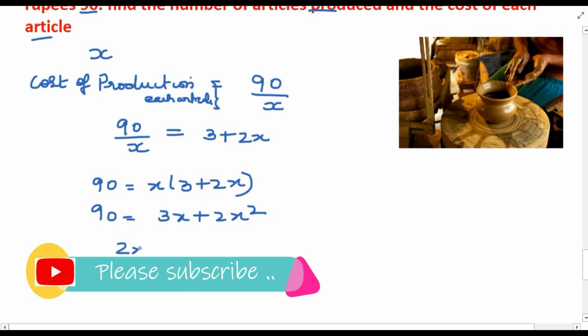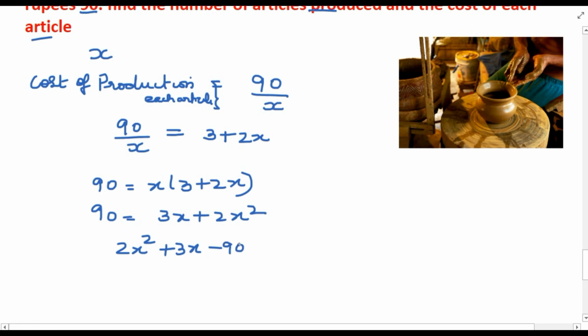We'll write it in the standard form: 2x square plus 3x minus 90 equal to 0. Now we should find two numbers such that the product should be 2 into minus 90, which is equal to minus 180, and the sum should be plus 3. So which is that number? Product should be minus 180 and sum should be 3. So we know that 15 and minus 12, and 15 into minus 12.